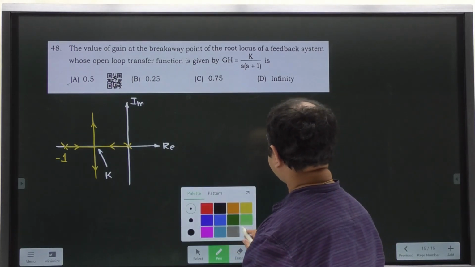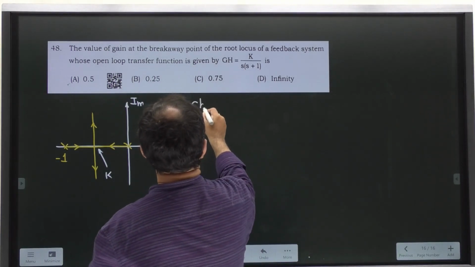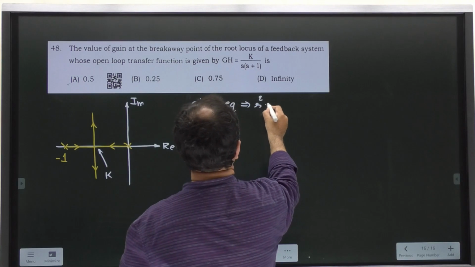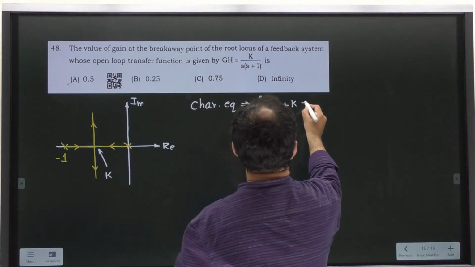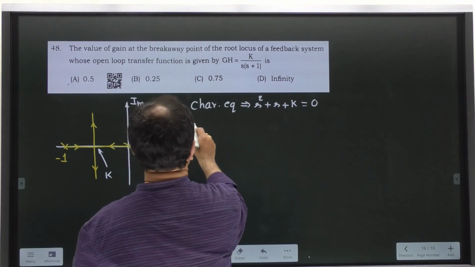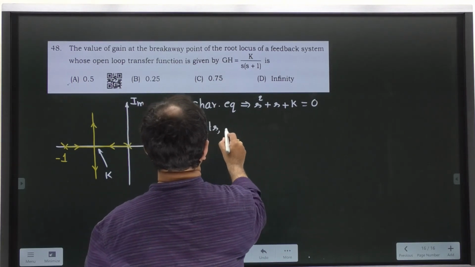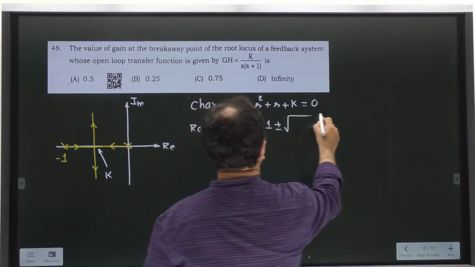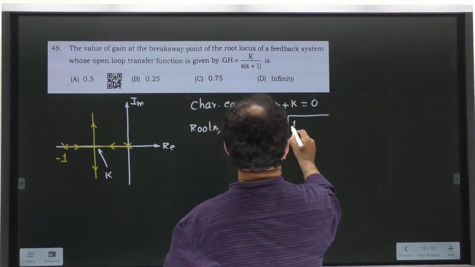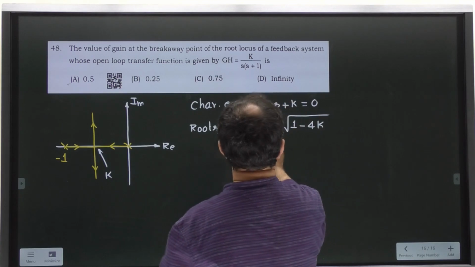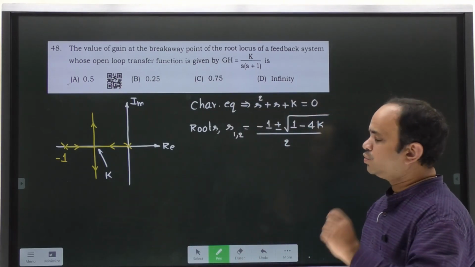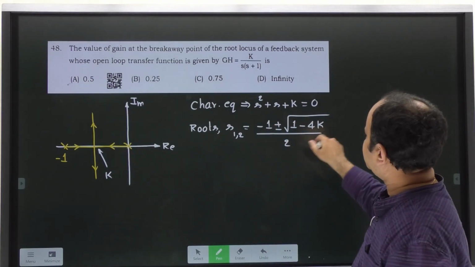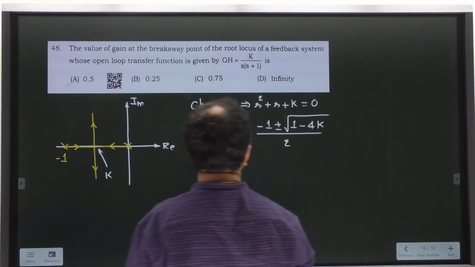Therefore, from the given system transfer function, if you find the characteristic equation, you will have s square plus s plus K is equal to 0. And what are the roots of this characteristic equation? s1,2 is equal to minus 1 plus or minus square root of b square minus 4ac, that is 1 minus 4K, divided by 2. So, for the roots of the characteristic equation to be located on the real axis and both be equal, this term has to be 0.